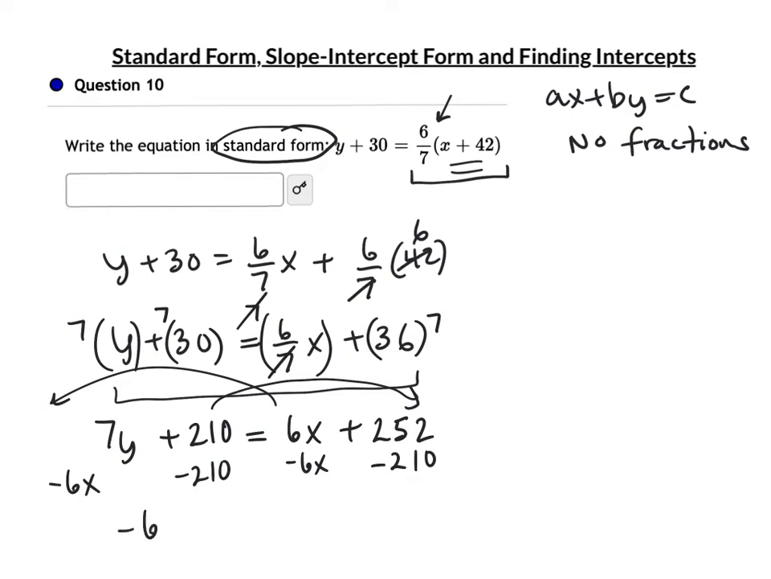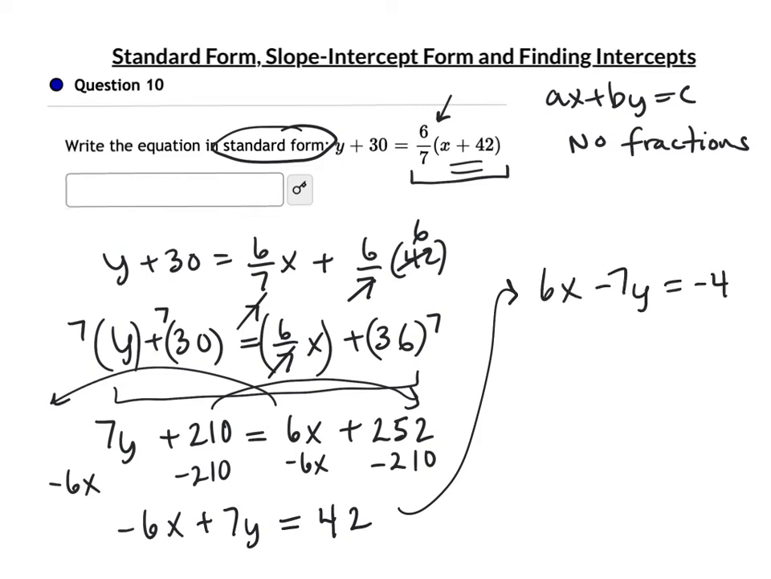This is negative 6x plus 7y equals 42. And optionally, you can divide everything by -1, and you get 6x minus 7y equals negative 42. But these two equations are the same. I would accept either.